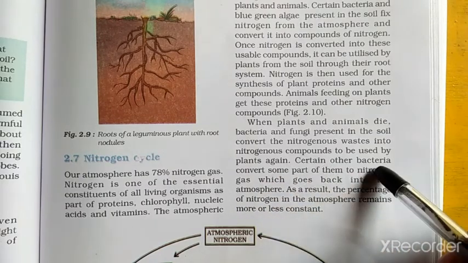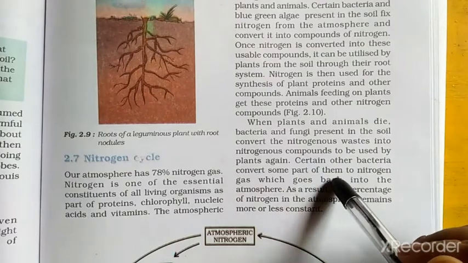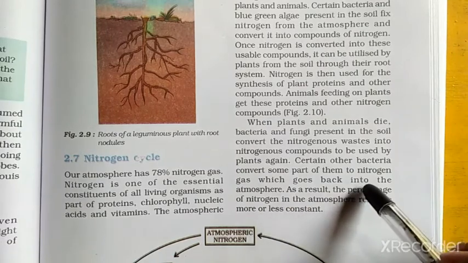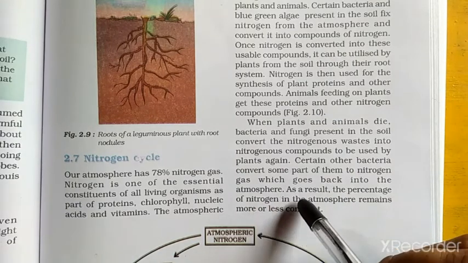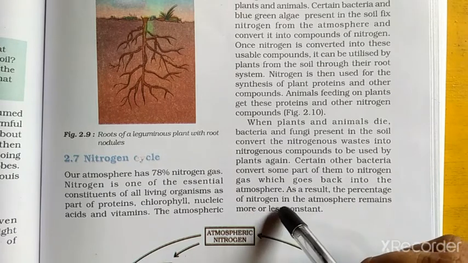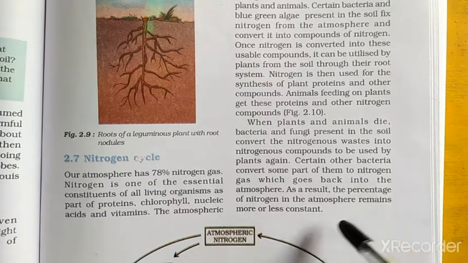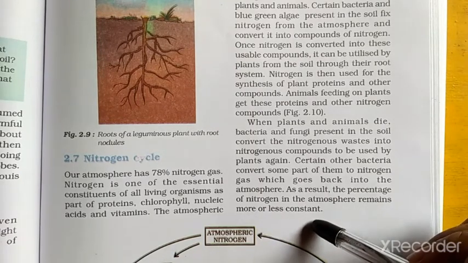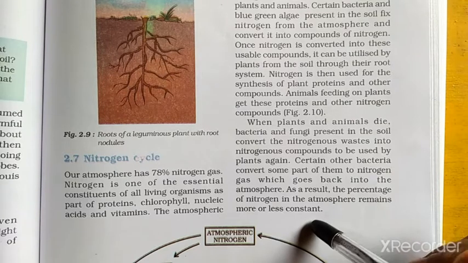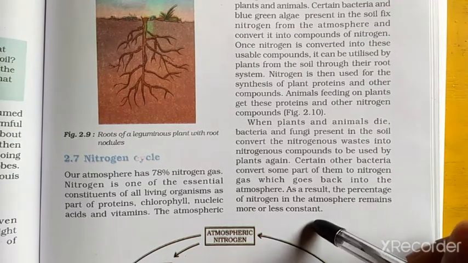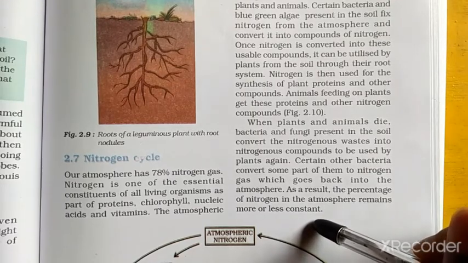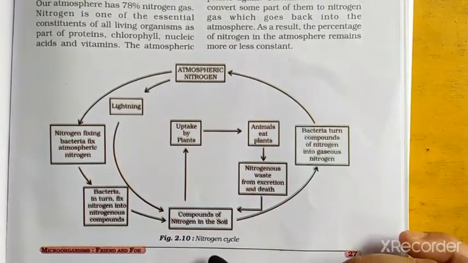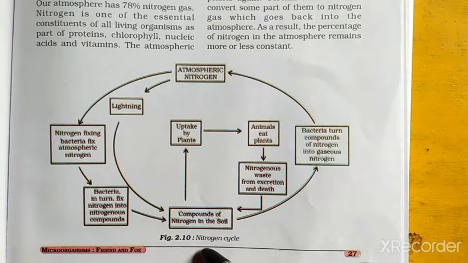Certain other bacteria convert some part of them to nitrogen gas, which goes back into the atmosphere. As a result, the percentage of nitrogen in the atmosphere remains more or less constant. So here, let's see figure 2.10, the nitrogen cycle.